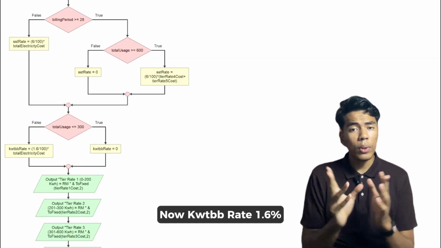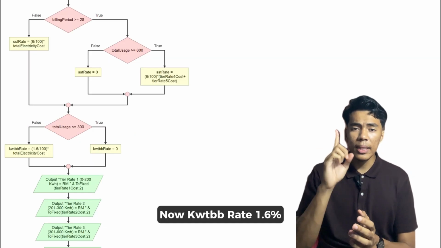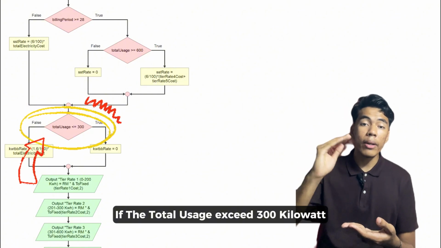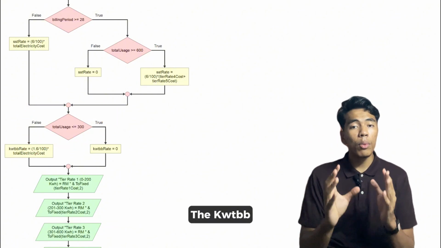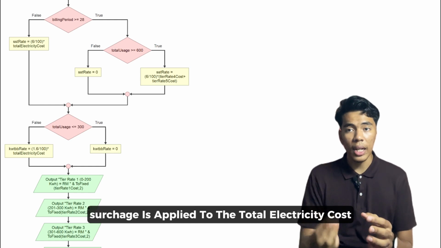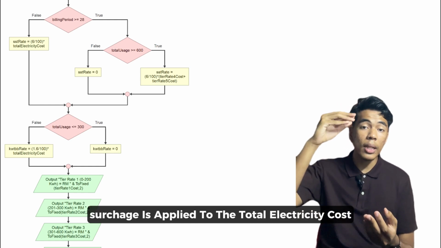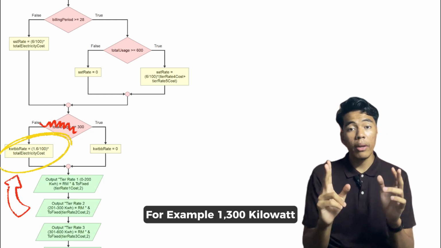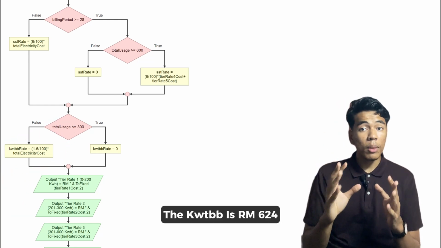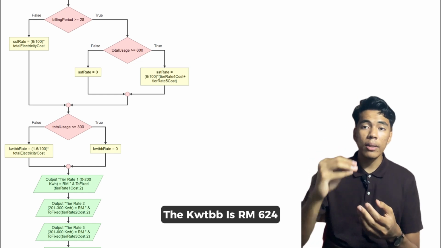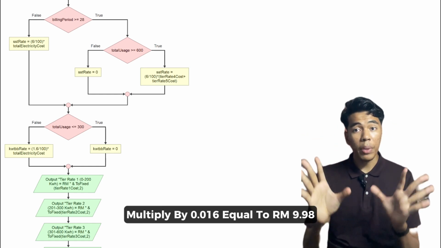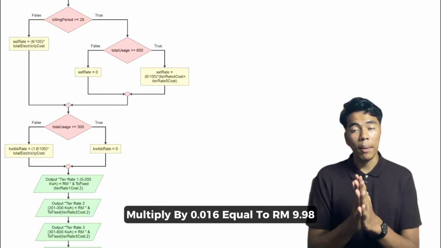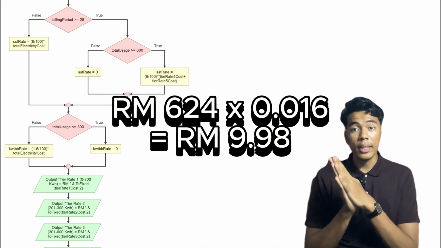Now, KWTBB rate 1.6%. If the total usage exceeds 300 kilowatt, the KWTBB surcharge is applied to the total electricity cost. For example, with 1,300 kilowatt, the KWTBB is RM 624 multiplied by 0.016 equal to RM 9.98.